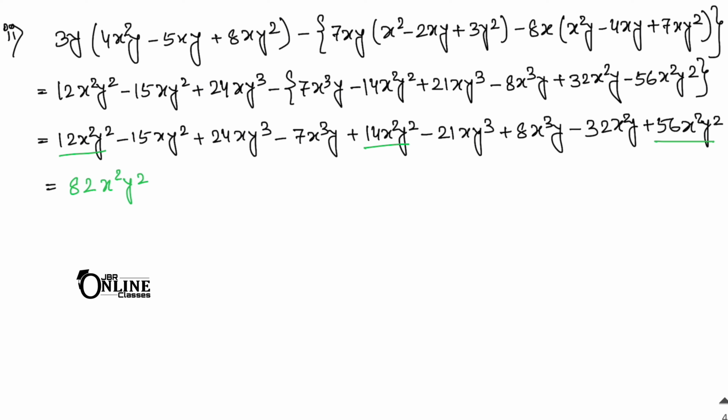Now the next term. Next term is here minus 15 x y square. So here only one x y square. So you can write down here minus 15 x y square. Now next x y cube. So as here 24 xy cube and here minus 21 xy cube. So 24 minus 21, it becomes 3 xy cube. Okay. Now next one x cube y. So here minus 7, here plus 8. So it will be only 1 x cube y. Now the last term, that is minus 32 x square y as your final answer.